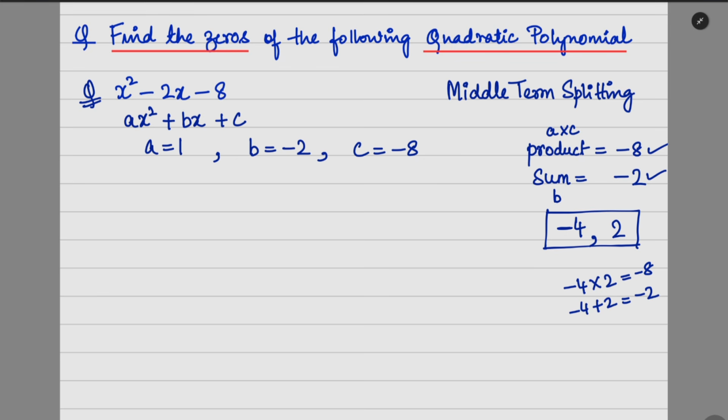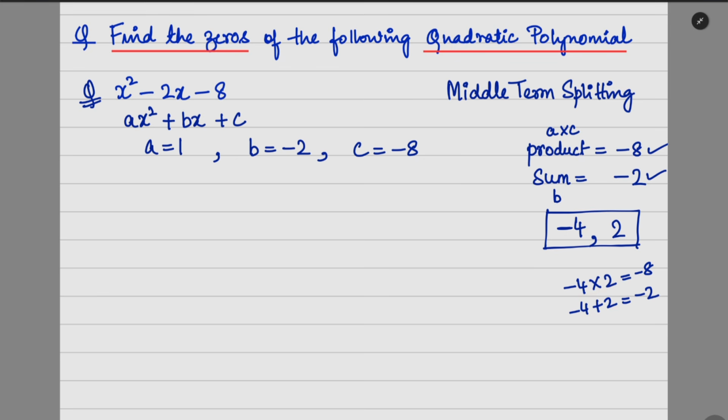Always remember, whenever you're doing middle term splitting, the very first thing is you have to find what is a, b and c. The product is nothing but a multiplied by c, and the sum is nothing but the value that you have for b. Find two numbers whose product will be minus 8 and whose sum will be minus 2. You have to think of two numbers and you can validate it as well. Now our job becomes really easy.